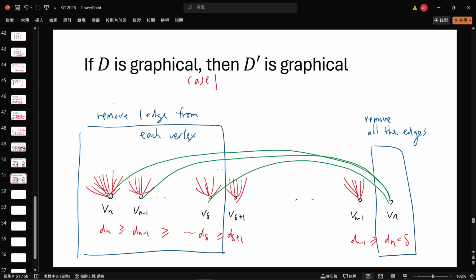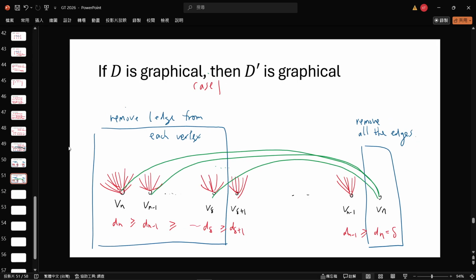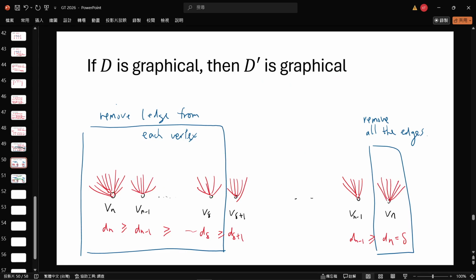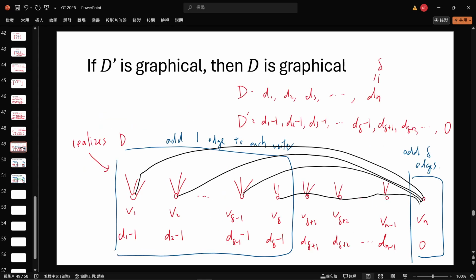So, how to remove edges if this is true? So, case 1, Vn is adjacent to V1, V2, down to V delta. And the goal is to have a graph that realizes D prime.